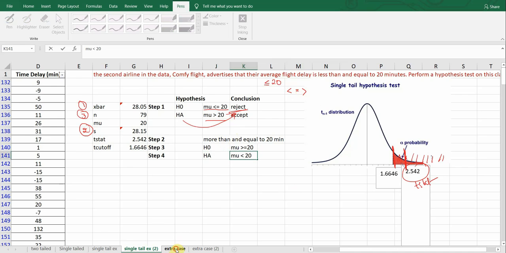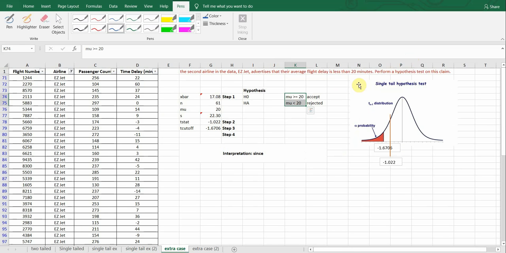There is one special case where you will sometimes be given the question as, for example, EasyJet advertises that their average flight delay is less than 20 minutes, which means when you write the null hypothesis, you write mu is less than 20 minutes, and the alternate as mu is greater than or equal to 20 minutes.